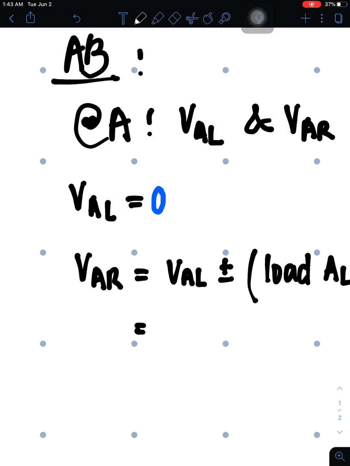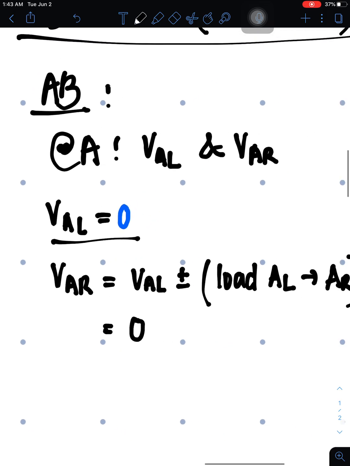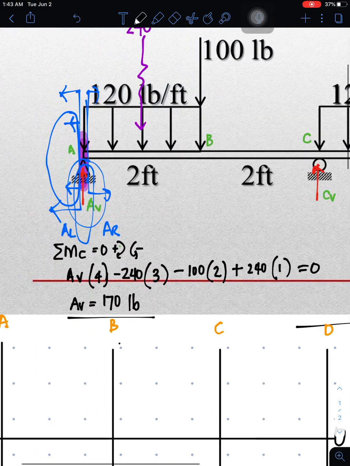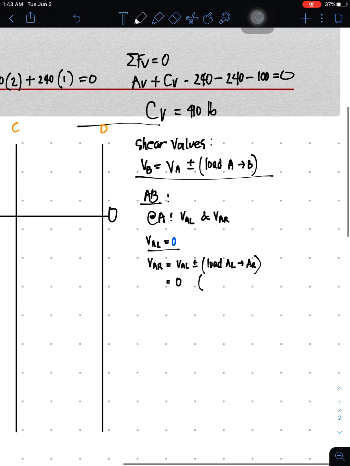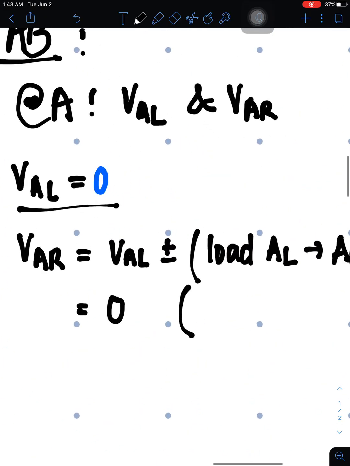the A left, which is 0 here, and then the load between A left to right. The load between left to right is this one. So that's AV, and AV is upward. Therefore, I will use the plus sign, plus AV.